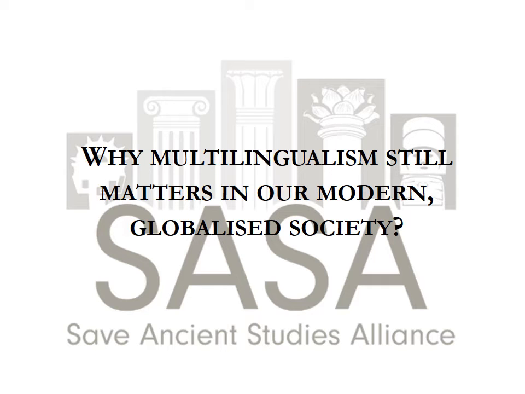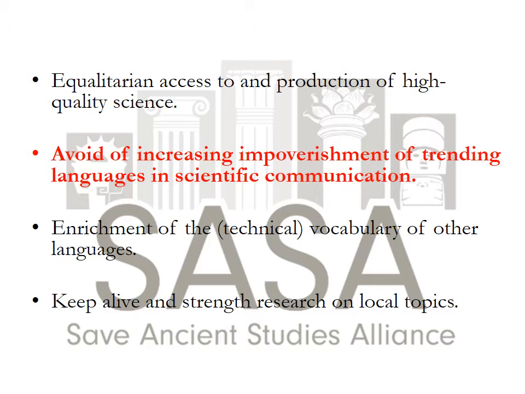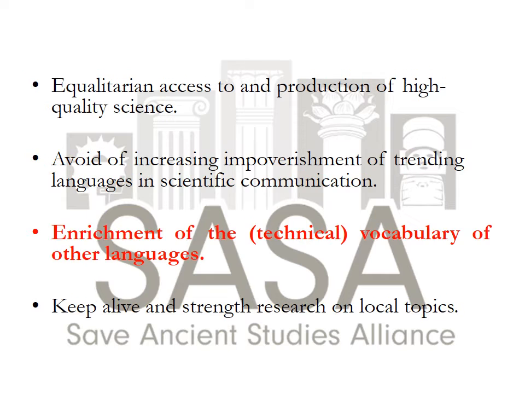However, multilingualism still matters in our modern society, where we can move around the entire planet with just a couple of languages, for instance, English. Multilingualism in science and in ancient studies in particular enables equitable access to high quality science besides its production. It avoids the increasing impoverishment of trending languages in scientific communication by enriching the technical vocabulary and the vocabulary in general of other languages.